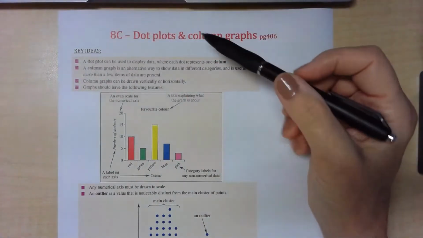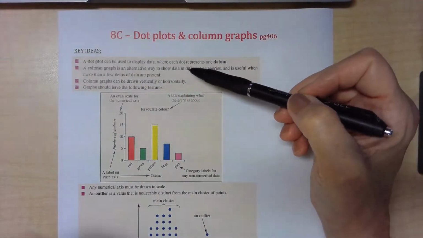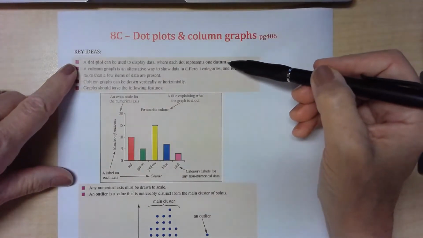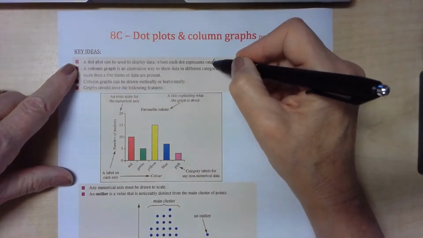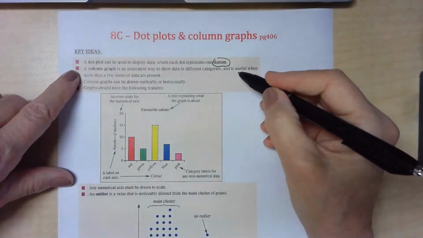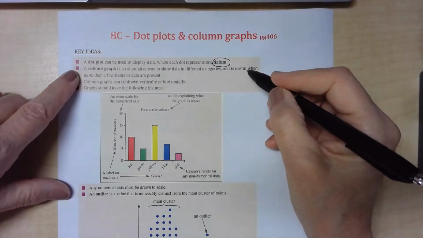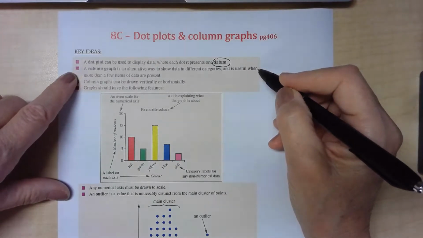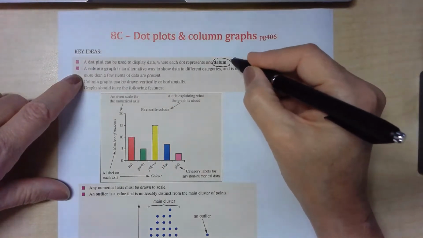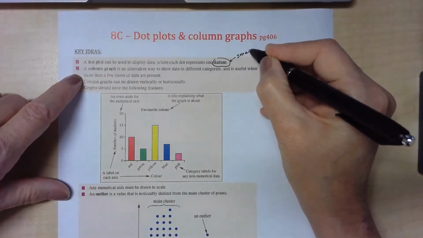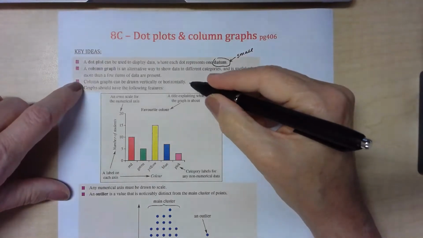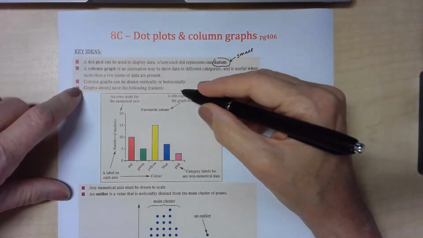Okay, so a dot plot can be used to display data where each dot represents one datum. So that's just plural for a number of data points. And a column graph is another way to show the same kind of data, and it's useful when there are more than just a few items of data. So this is for when there's a small amount, and this might be for when there's a larger amount. Column graphs can be drawn vertically or horizontally, and graphs should have the following features.